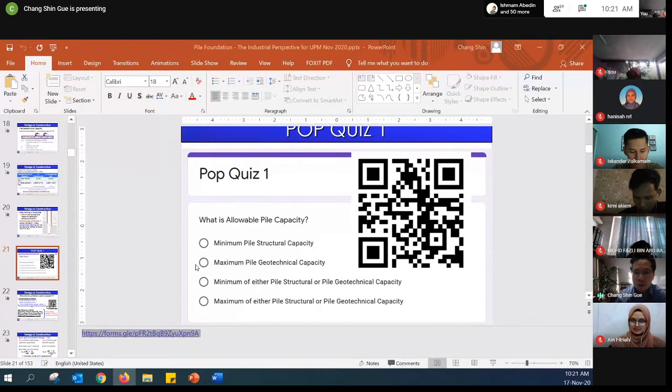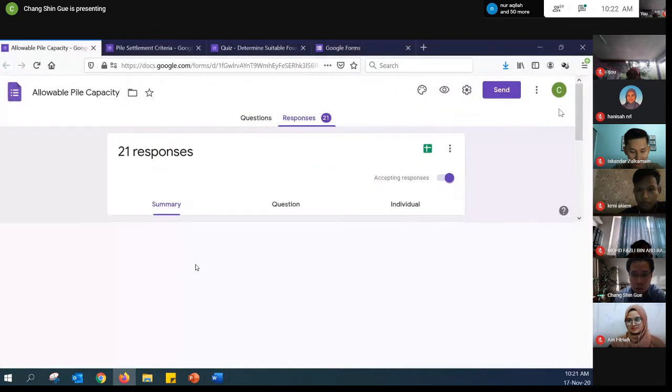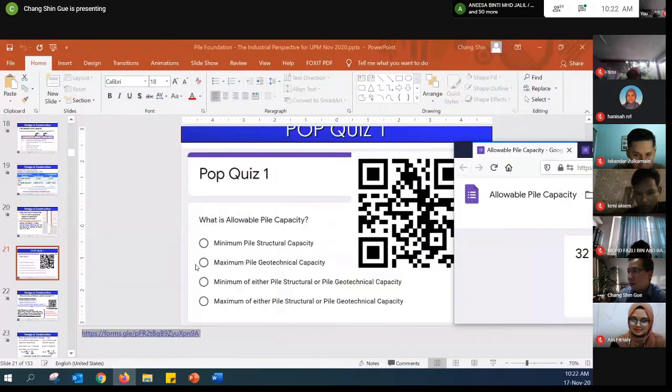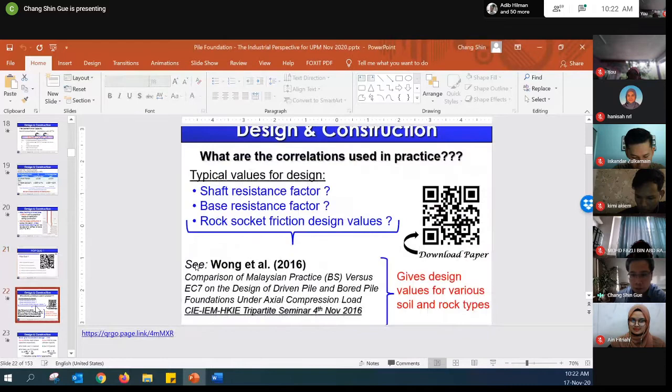Okay, maybe I'll just pull over my screen so that you can see what's actually happening here. So out of the 21 responses, you can see that the majority of you have selected the allowable pile capacity, basically the minimum of either pile structural or pile geotechnical capacity. So that is basically the correct answer. So the majority of you have got the right answer. It's good. Okay, maybe I'll move on to continue with the slides.